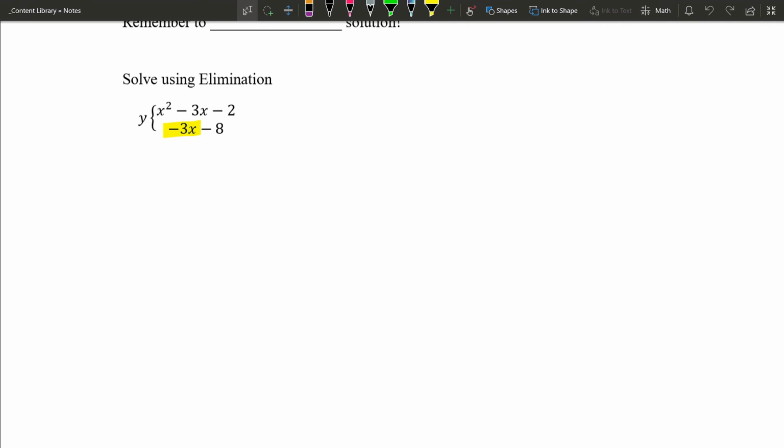So what I'm going to do, my top equation, x squared minus 3x minus 2. And I'm just going to multiply my bottom equation by a negative 1. So times negative 1, and then it'll give me 3x and then plus 8. And I can add my two equations together and end up with just an x squared plus 6.